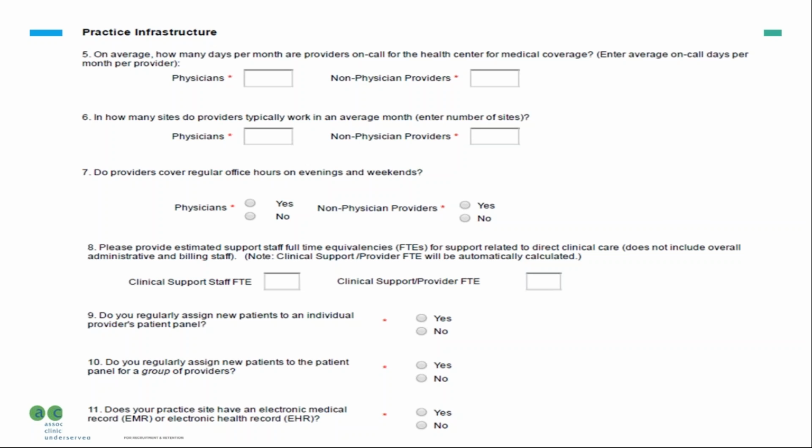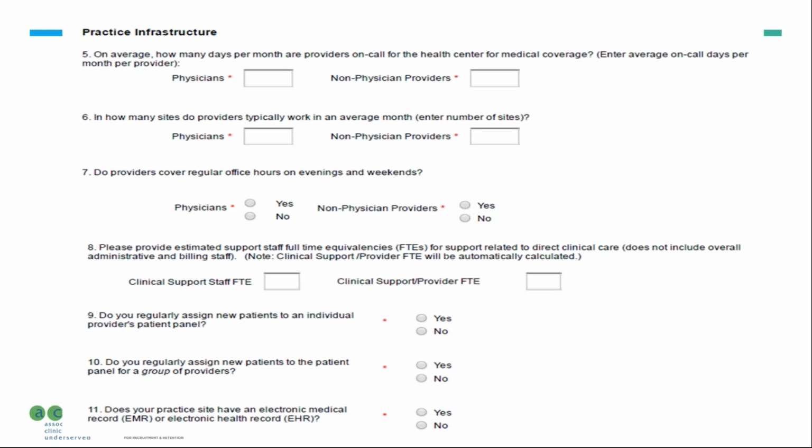You may have a provider that's only on call once every 3 months or once every 4 months. So you put in what the average is per month, so 0.33 or 0.25, just to be consistent so we can compare across provider groups. We'd like that for physicians and non-physician providers.